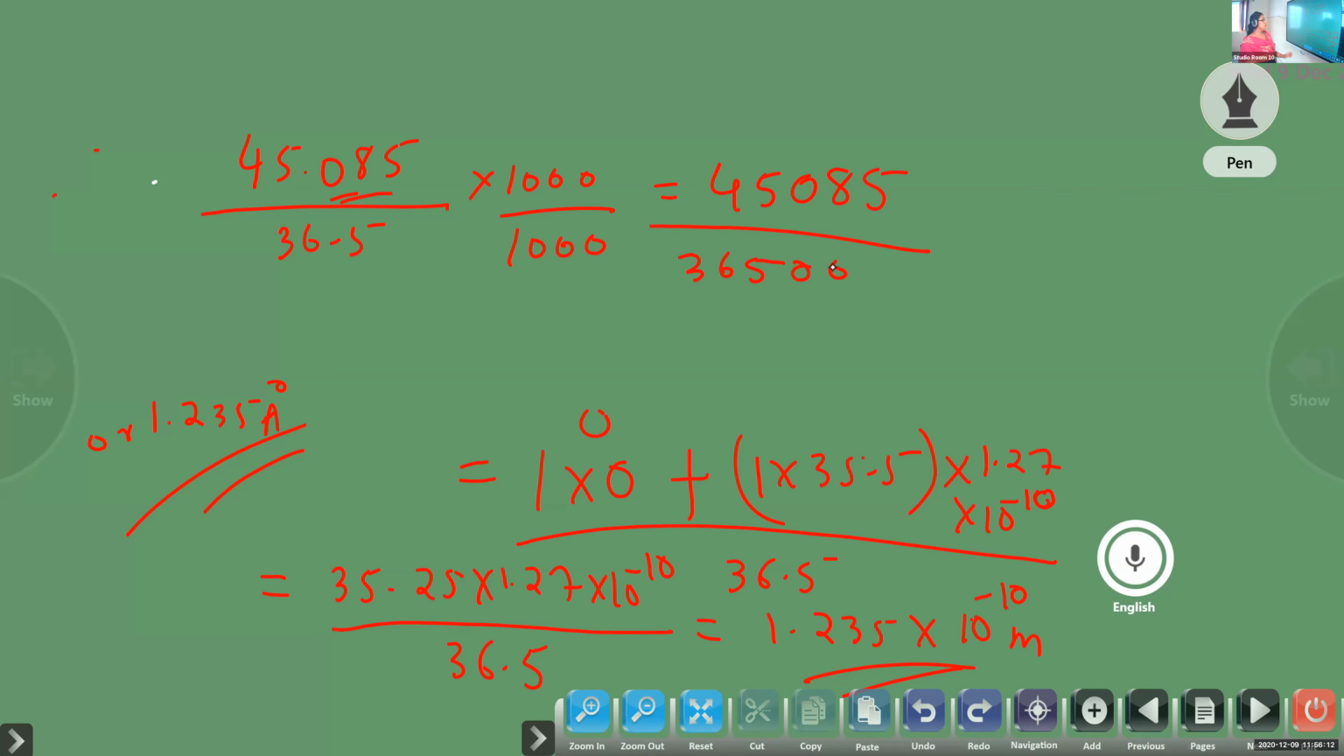And then 10 to the power of minus 10 is still there. So this is how, when a big decimal comes, please remove the decimal and do the usual division. Then you will get the answer. Okay. Can I shift, children? Shall we go to the next topic?